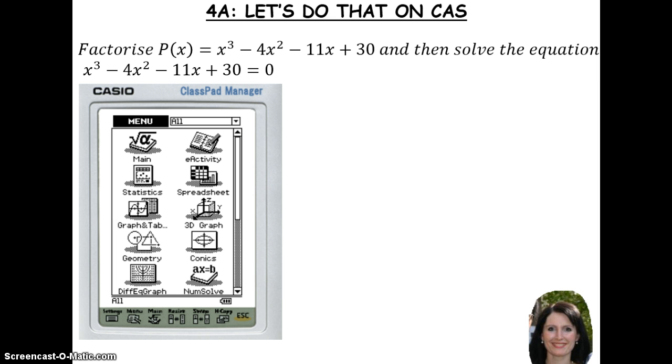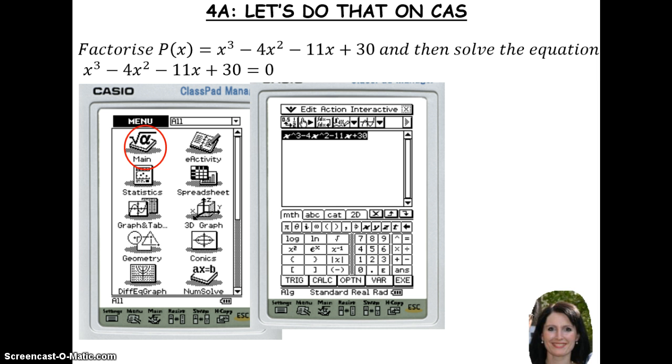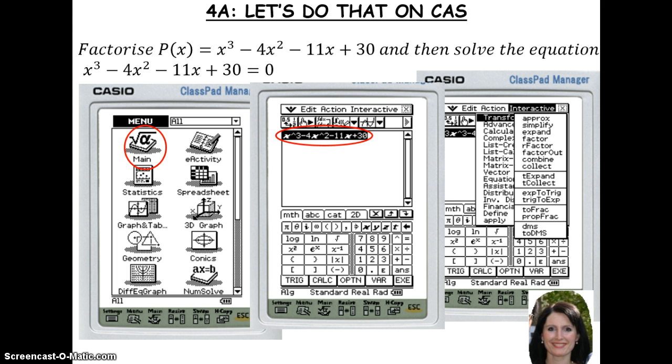Let's do that on the CAS. First, they want us to factorise p of x, and then they want us to solve the equation. Let's go about factorising. We go to the main screen, and we type in the expression x cubed minus 4x squared minus 11x plus 30. We then highlight it. There it is there. Go to interactive, go to transformation, and go to factor.